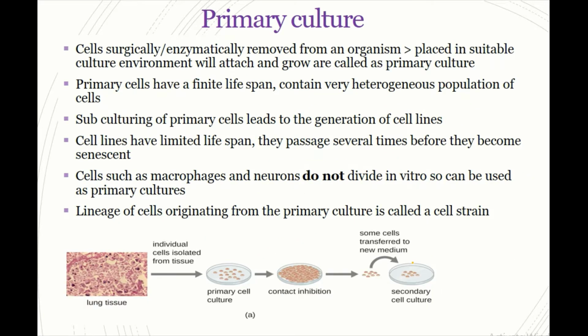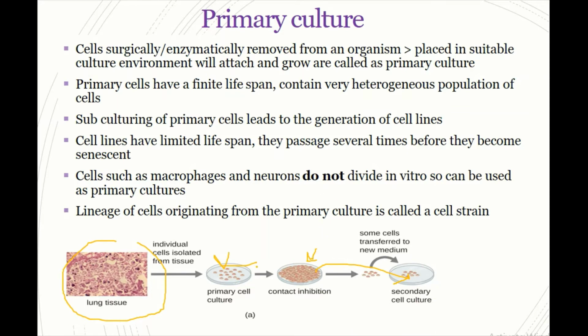So we have what we call a primary culture, and this refers to the process where you get your primary tissue. Here, for example, you have a lung tissue, and you surgically or enzymatically remove cells from this tissue and isolate them, and then you place them in an appropriate media, and they will grow. Once they grow, they reach what we call contact inhibition because they have overgrown. And then there's also the process of subculturing, getting a few cells from here and putting them in a totally new media, which we call the secondary cell culture.